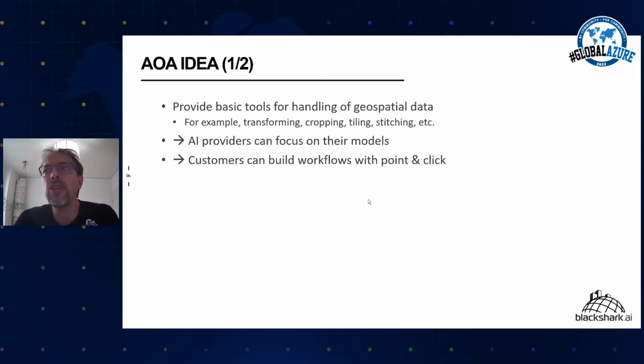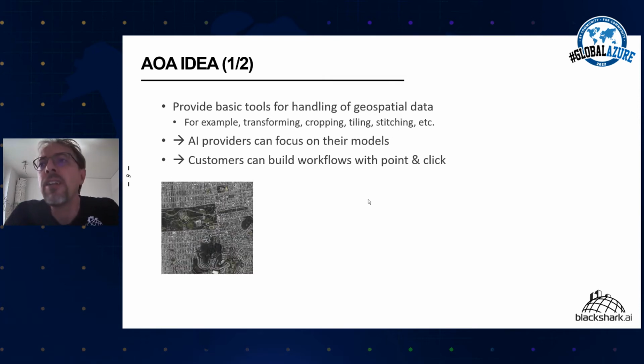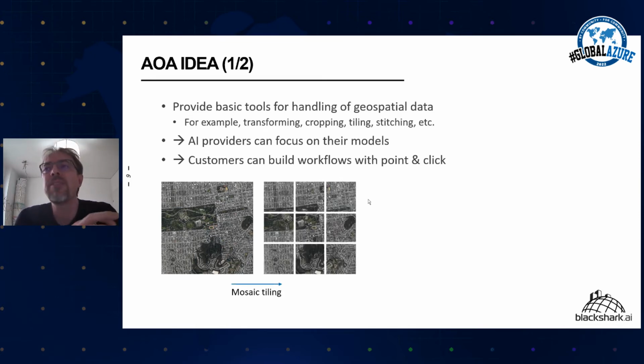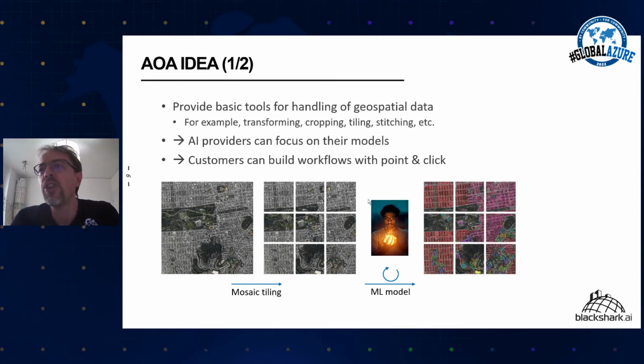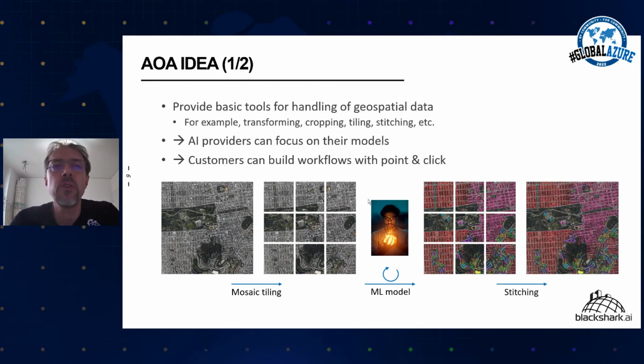So just to give you an idea why the plumbing is necessary, let's assume we have a source image, but the source image is too large for the algorithm to handle. Then we're using one of the provided activities, which, for example, tile this image into smaller parts. Then we are running our model on each of these 9 smaller images, producing 9 results. And then we use another ready-made tool for stitching the results together again.